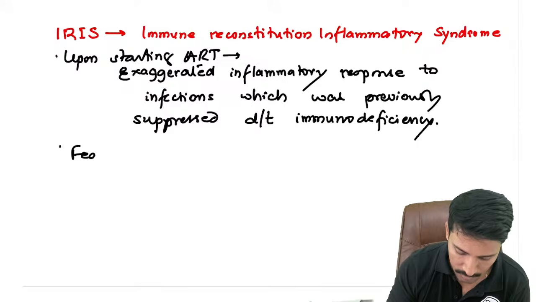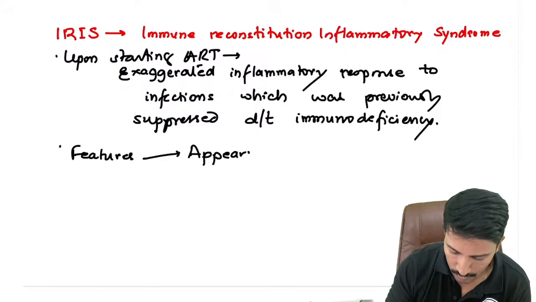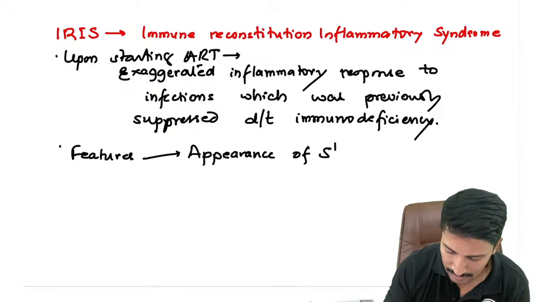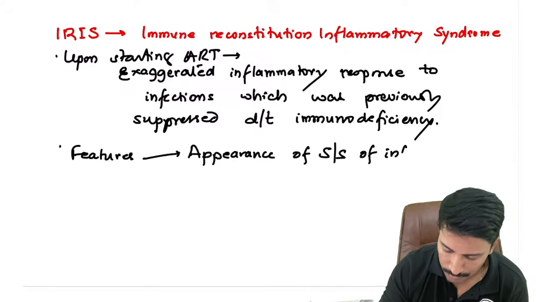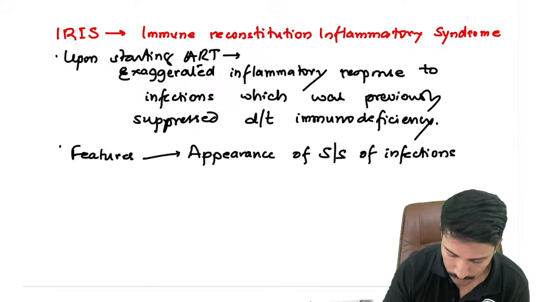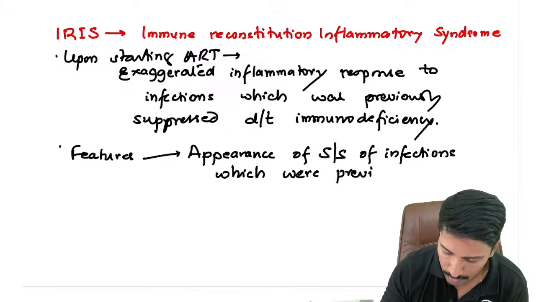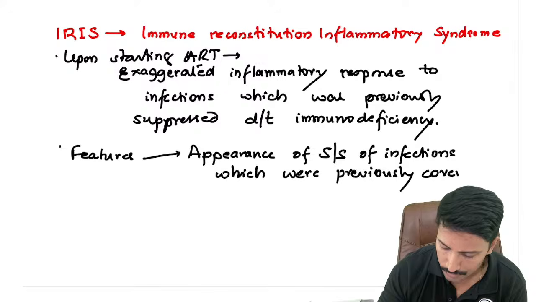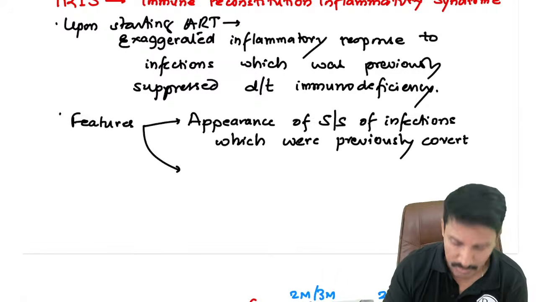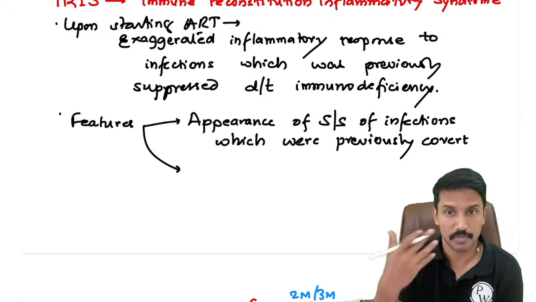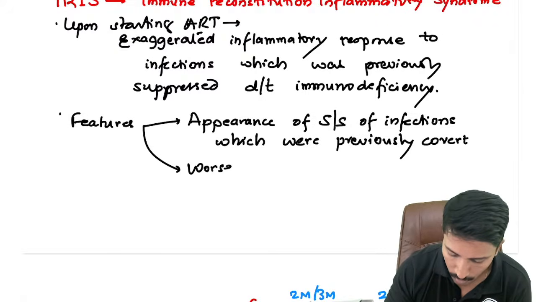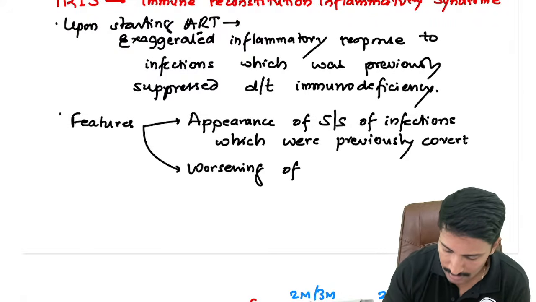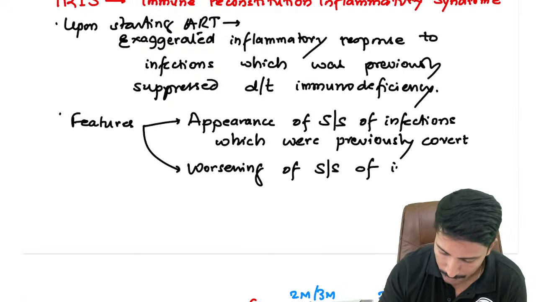So what it manifests with, features wise, it can manifest with either appearance of signs and symptoms of infections which were previously covert. What do I mean by covert? That means previously they were not obvious or evident, or previously some symptoms were there, some degree of immune response was there, now it is becoming worsened, right? Or it can present as worsening of signs and symptoms of infections.